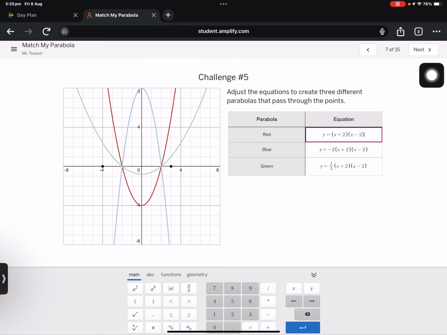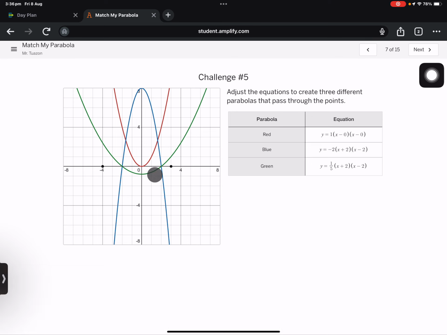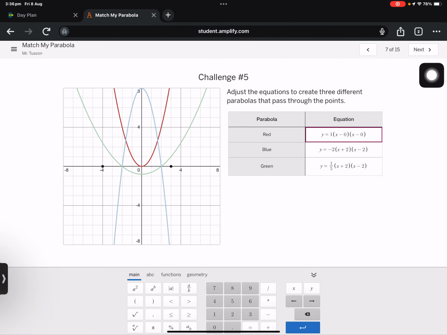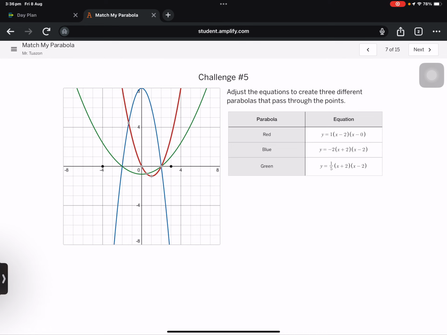So I'll do that here. 1, bracket x take 0. What do we see there? That quadratic is that red one that starts in the middle. Okay, now if I adjust, what if I made the 0 a 2? What happened there? Well, now we can see that that quadratic is going through 0 and it's going through 2.